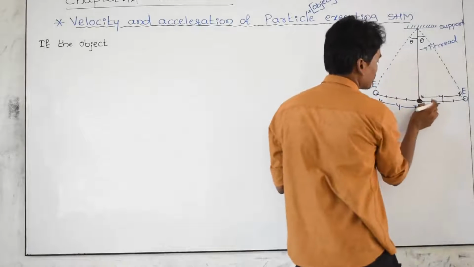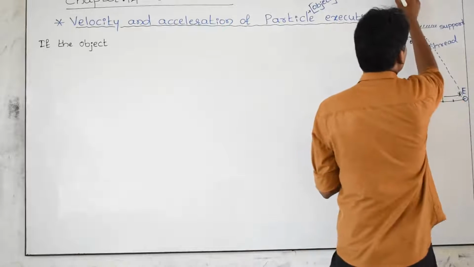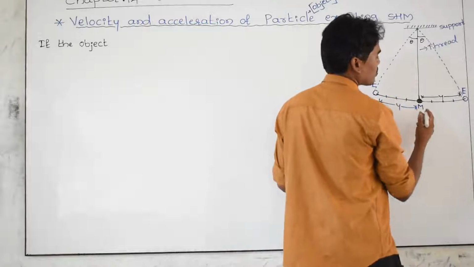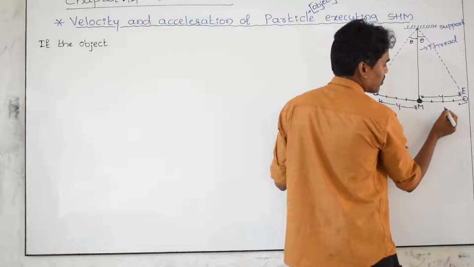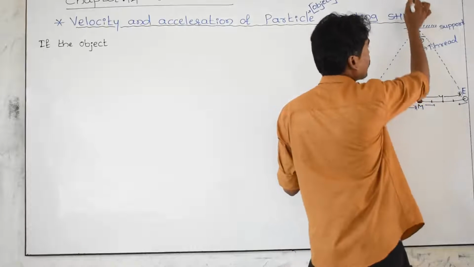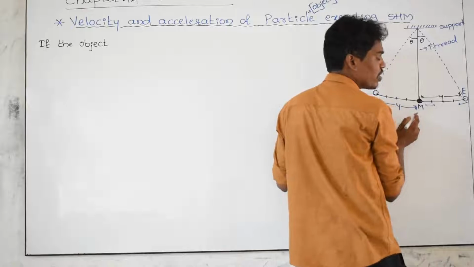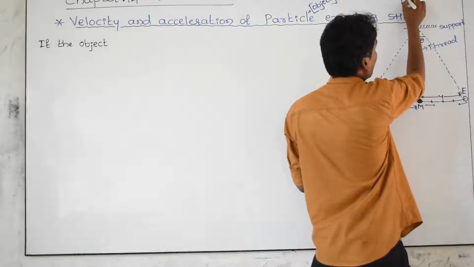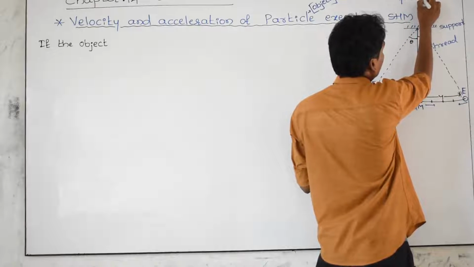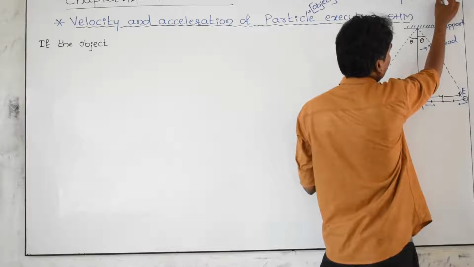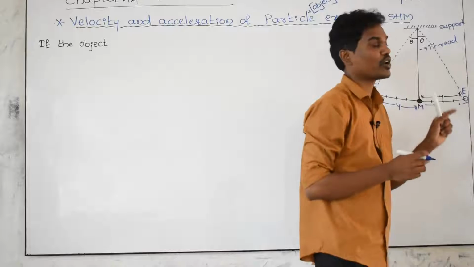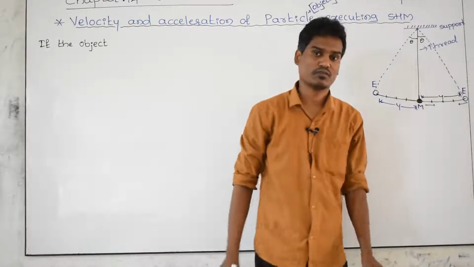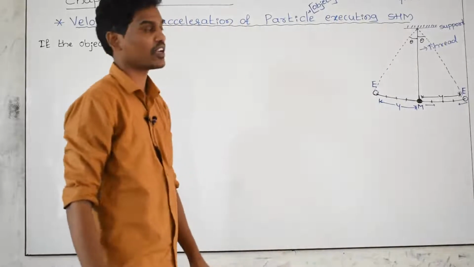If you want to find the displacement from mean position, then use this formula. And what is another formula? If you want to find out the displacement of the object from extreme position, you can use y equal to a into cos of omega t. Displacement can be found out from mean position using the sine formula. Displacement from extreme position, you can use this formula. I have discussed, remember again this formula.